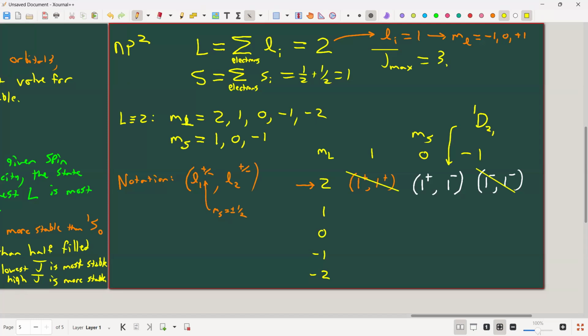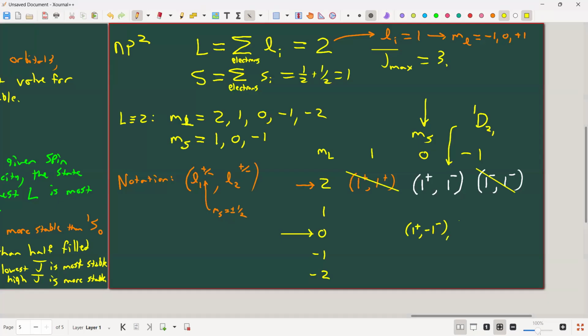Here's an example. Let's look at m sub L equals 0 and m sub S equals 0. The center one. What are some possibilities? Well, one can be 1 plus, and the other one can be minus 1 minus, right? I could have one electron in L equals 1, ML equals 1, and then one in the opposite orbital going the opposite direction, px and py, if you will, of the opposite spin. Everything cancels out there. The spins cancel out and the angular momenta cancel out.